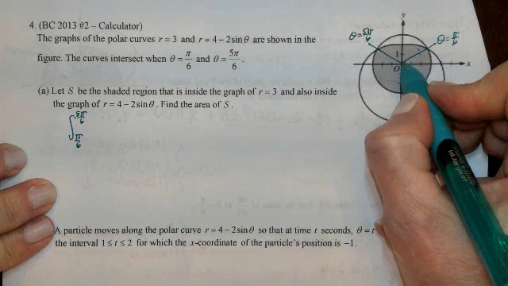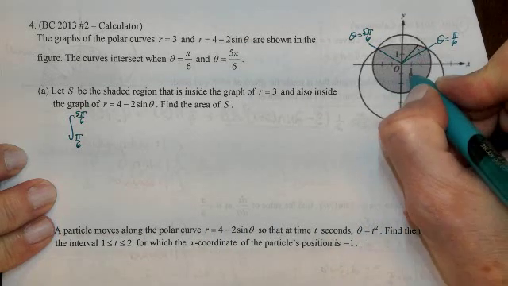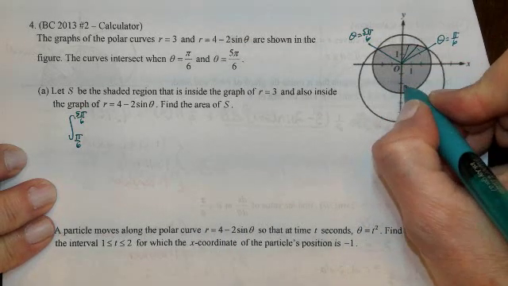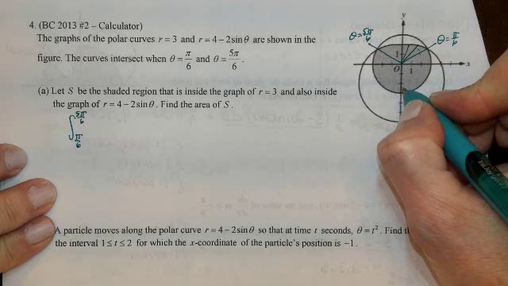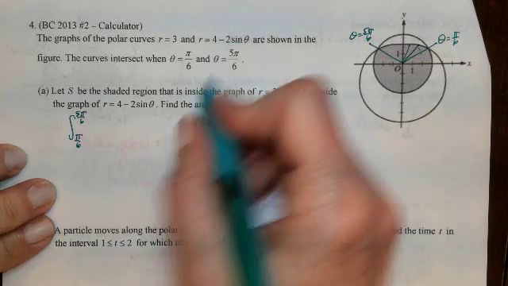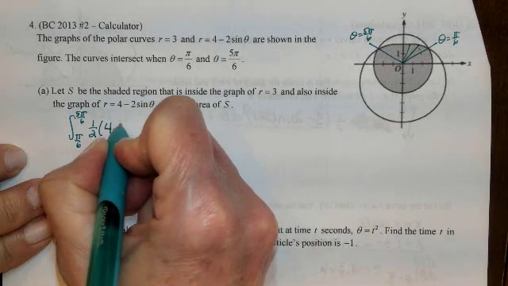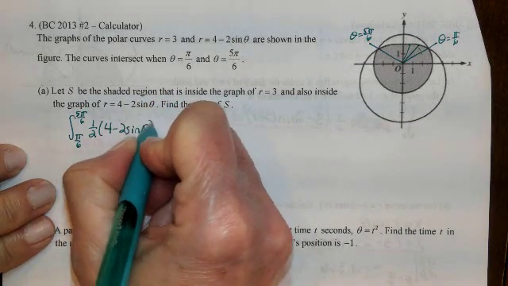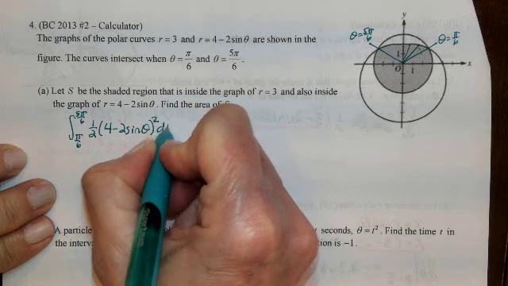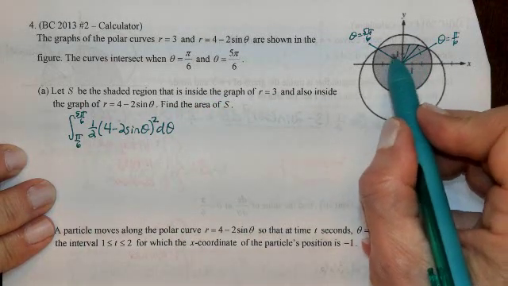Okay, and then which curve are we going to here? What is that curve? Well, that is the little limacon with no loop, right? So that was our 4 minus 2 sine theta. So the integrand for that piece will be 1/2 times 4 minus 2 sine theta squared d theta. So this integral will give us that area.